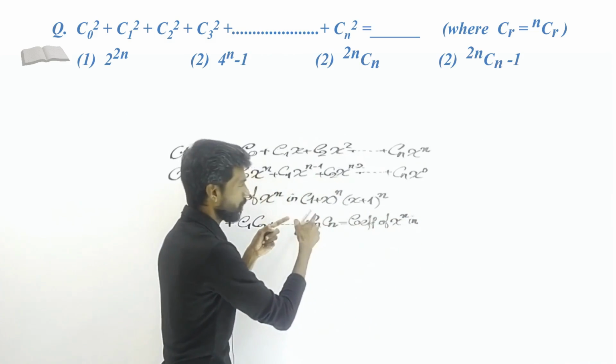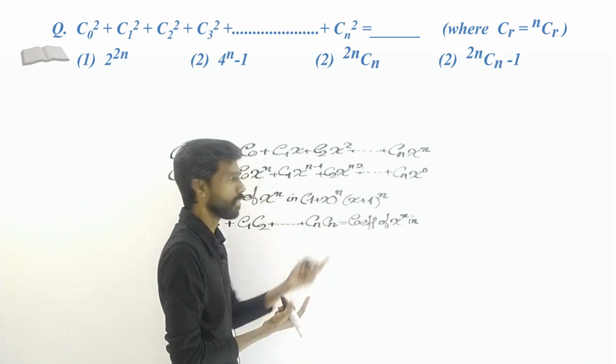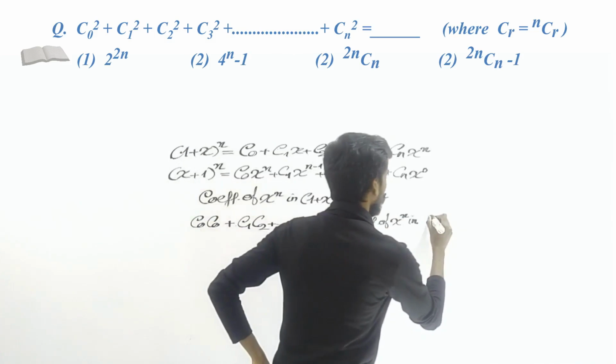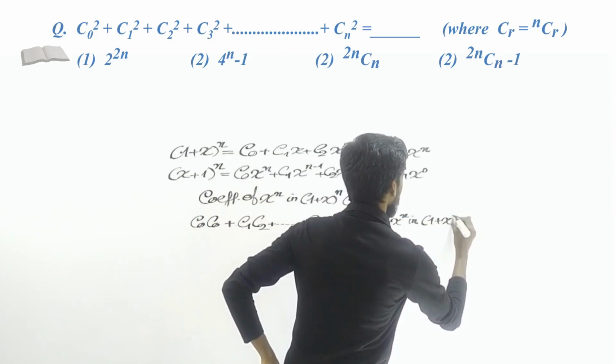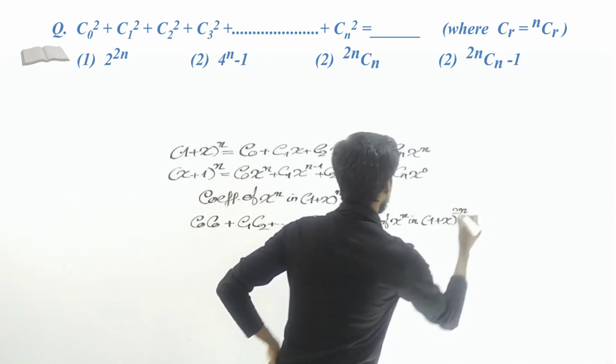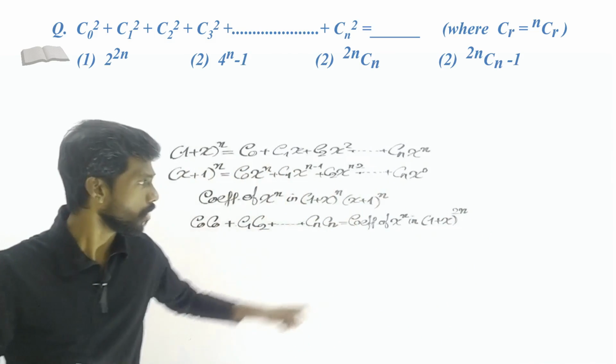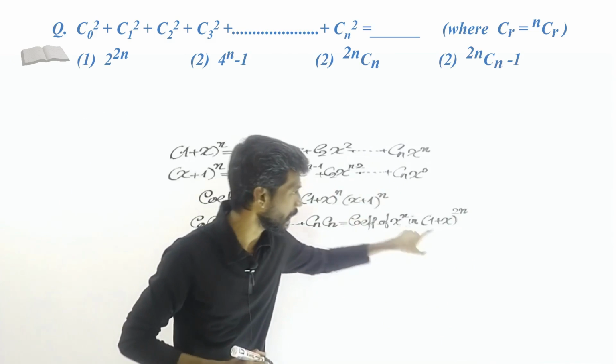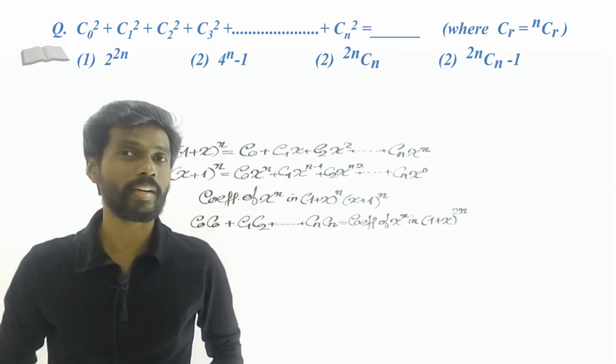this multiplication, what is this? 1 plus x, this is also 1 plus x, right? 1 plus x, 1 plus x. So 1 plus x to the power 2n, right? If you multiply, we'll get that. Okay, that's all. We just find the coefficient of x to the power n in this. So that is the required answer, right?